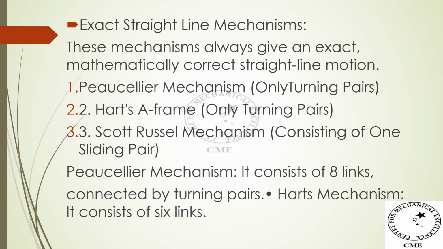In the Scott-Russell mechanism, it consists of one sliding pair. Others are turning pairs. The Peaucellier mechanism consists of 8 links connected by turning pairs. In the Hart mechanism, 6 links are there.